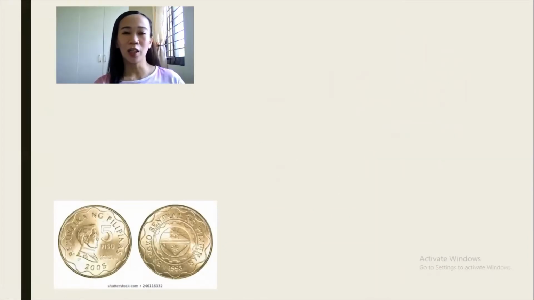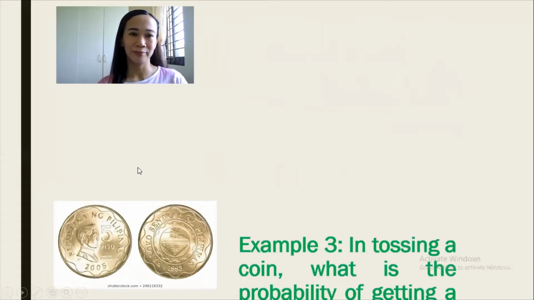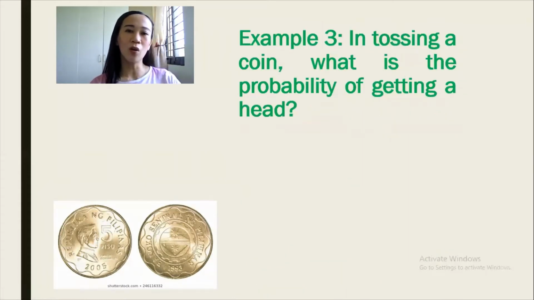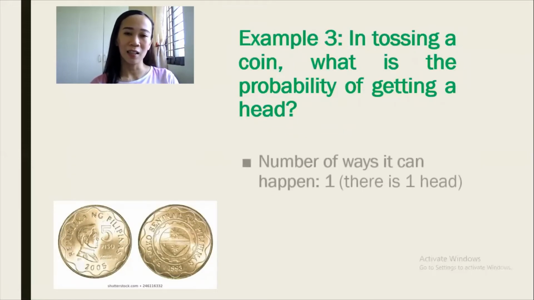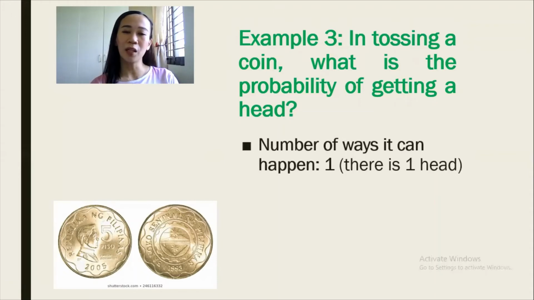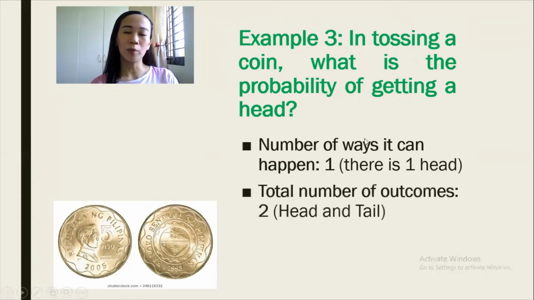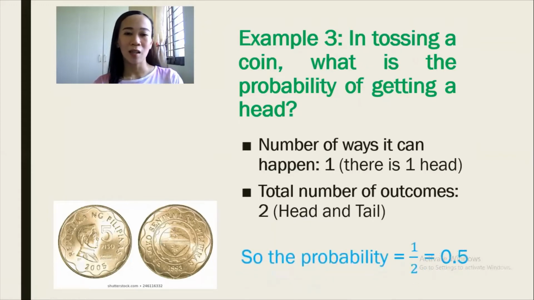Another example here is tossing a coin. So in tossing a coin, what is the probability of getting a head? So the number of ways it can happen, we have only 1 because there is only one head. Then the total number of outcomes, we have 2 because there are head and tail. So the probability is 1/2 or 0.5.